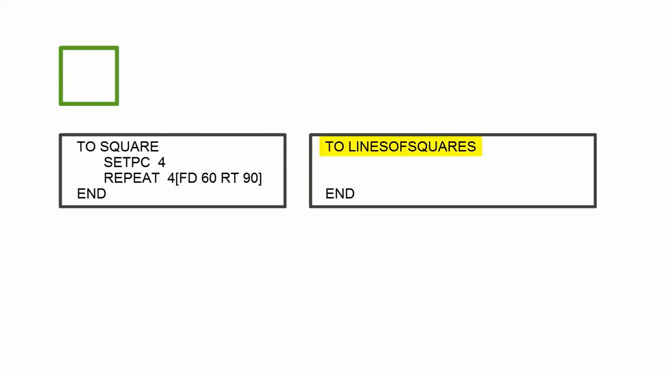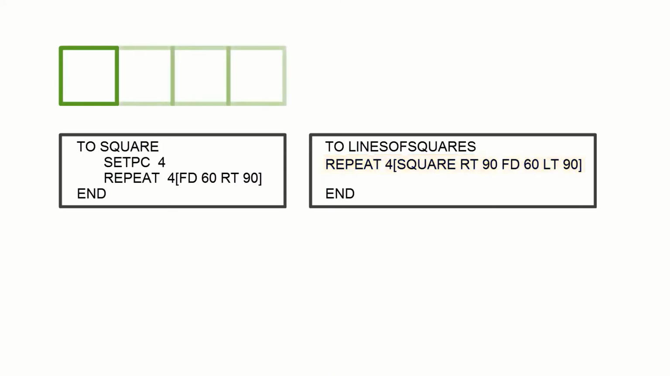Now teach lines of squares using square by keying in 2 lines of squares in the listener window. You will be asked to overwrite. Simply continue. Then, within lines of squares, add repeat 4, square right turn 90, forward 60, left turn 90. Test the lesson lines of squares by entering lines of squares in the listener window. Make additional changes, press Run, and test again. Review and discuss the process.